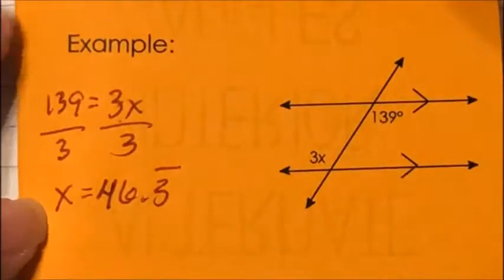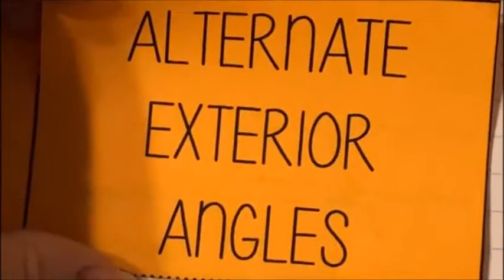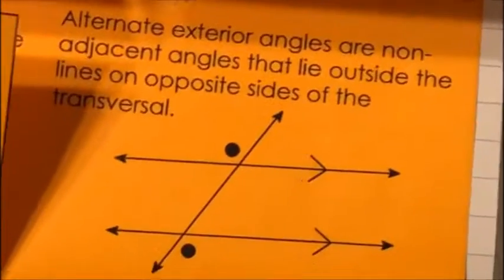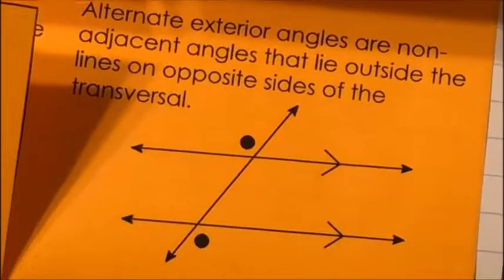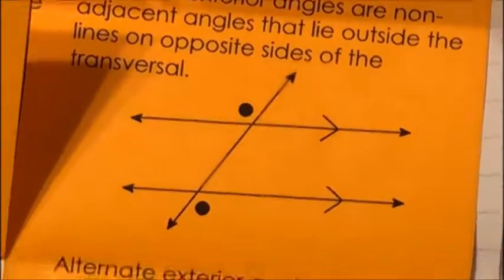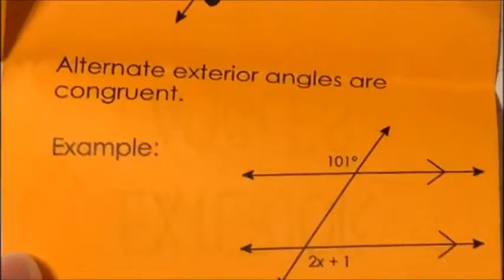0.3 repeating. Okay. And then I have alternate exterior angles. Remember, those are on the outside. Alternate exterior angles are non-adjacent angles that lie outside the lines on opposite sides of the transversal. So alternate exterior angles are congruent as well.